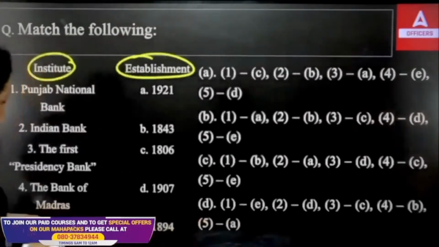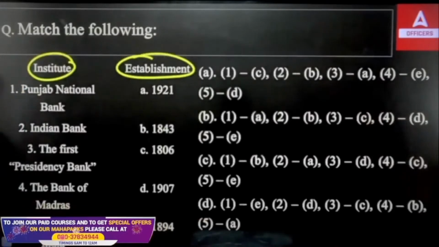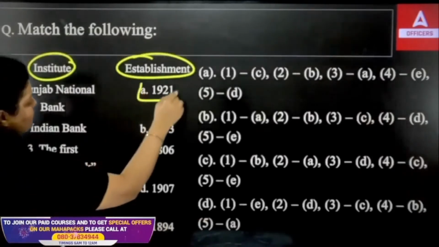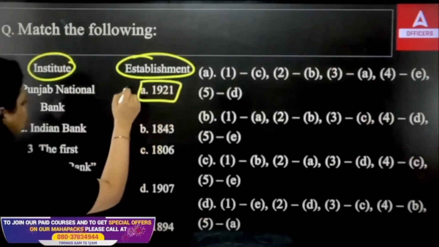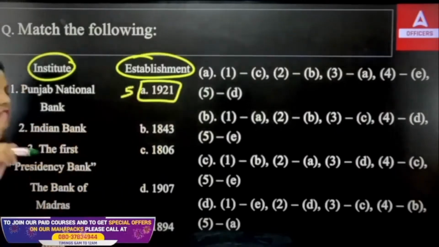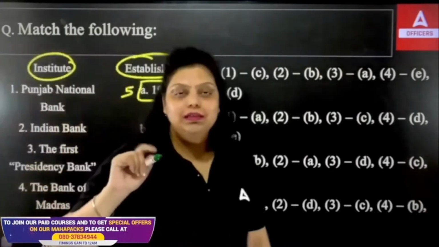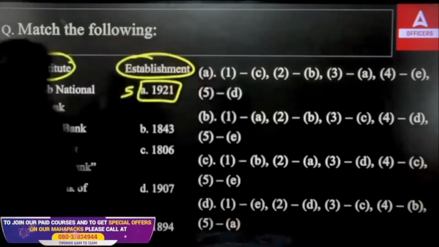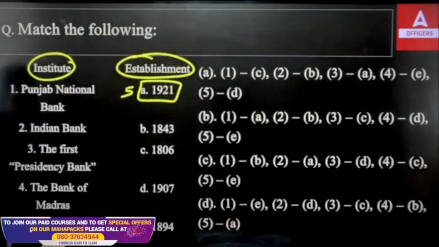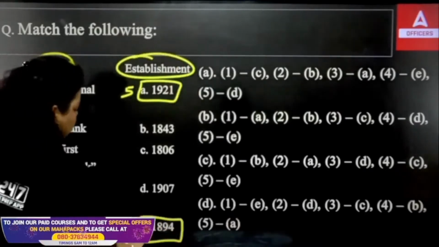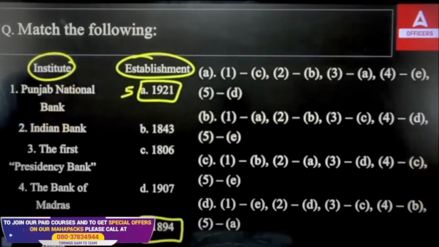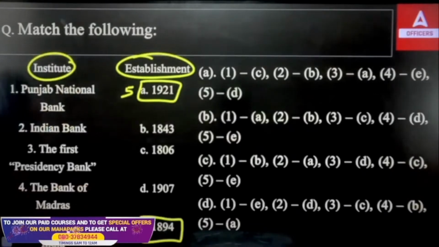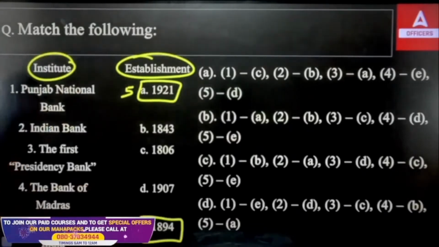I know the establishment of Imperial Bank of India. Imperial Bank of India was established in the year 1921, that is the fifth, because after the merger of all the Presidency Banks, we created Imperial Bank of India. So I remember the year. Now, do I know Punjab National Bank? Yes, I do. Punjab National Bank was established in 1894. It stayed in Pakistan also after the independence for one year.